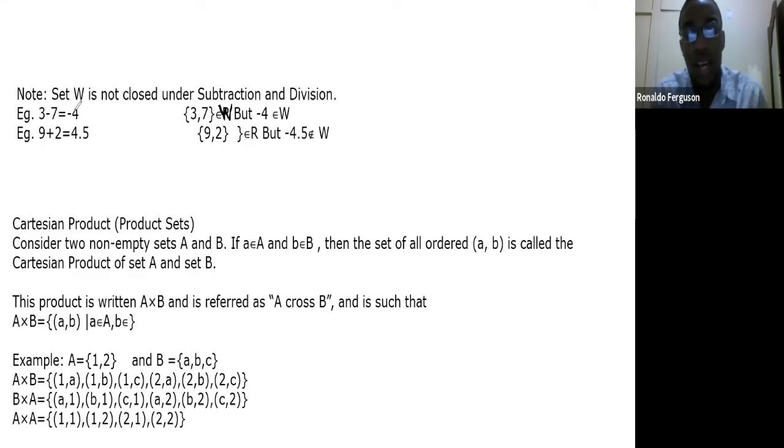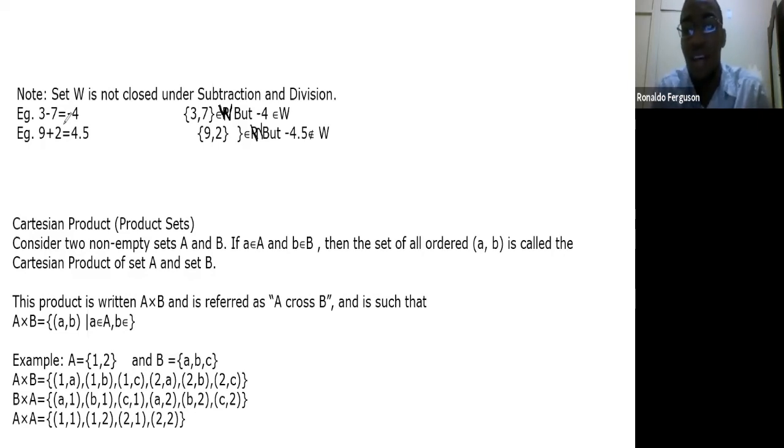All right, and the second example is the same. We're adding two whole numbers. So 9 and 2 are elements of whole numbers, right? But negative 4.5, that's a fraction, and a fraction is a rational number. A rational number is not a whole number, and so clearly it's not closed under whole numbers.